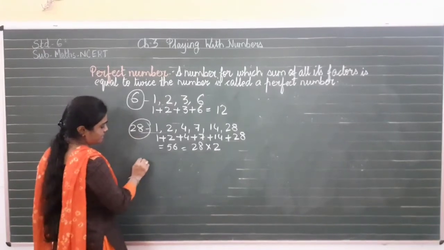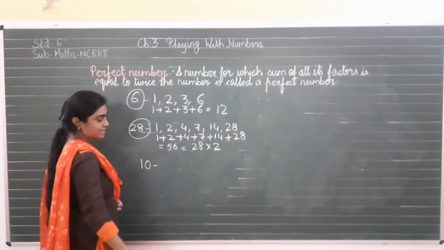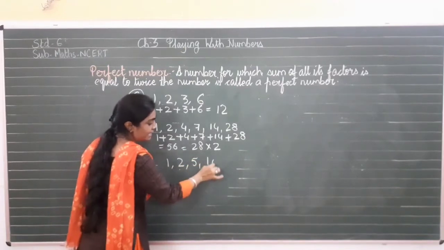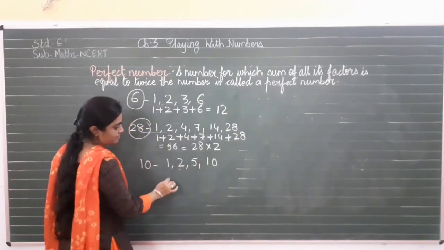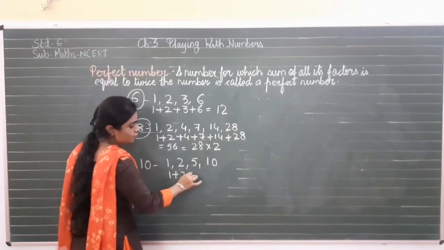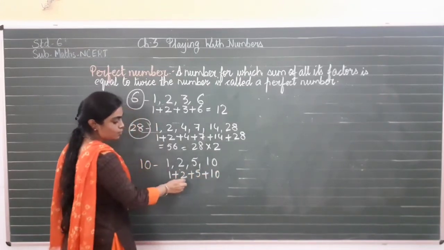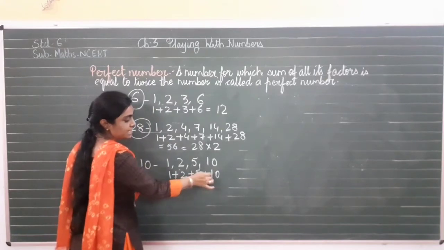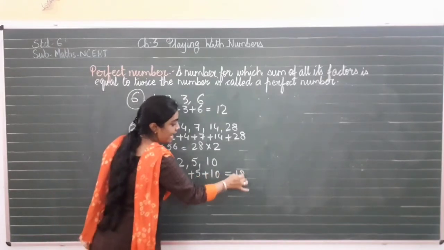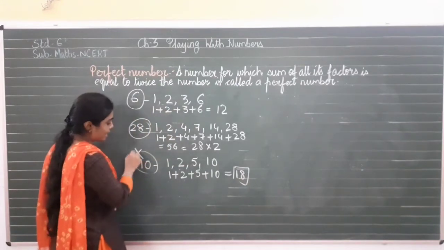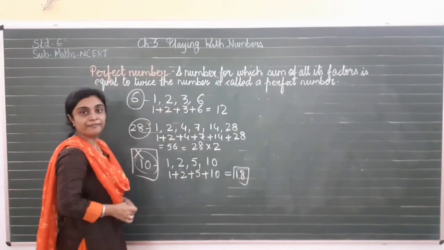Now let us see another example, 10. Factors of 10 are 1, 2, 5 and 10. If you add the numbers, 1 plus 2 plus 5 plus 10. 1 plus 2, 3. 3 plus 5, 8. 8 plus 10, 18. And 18 is not the double of 10. So 10 cannot be called a perfect number.